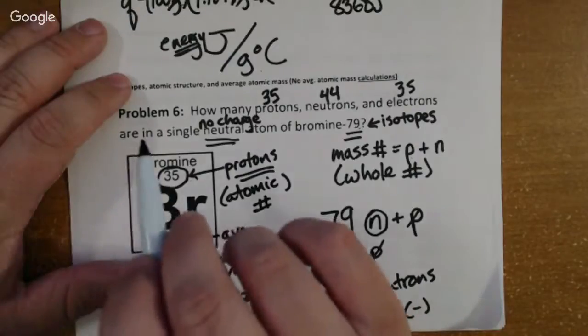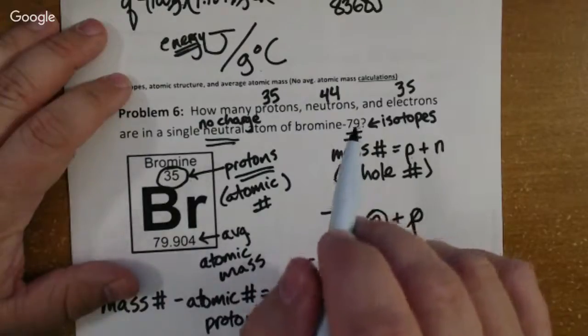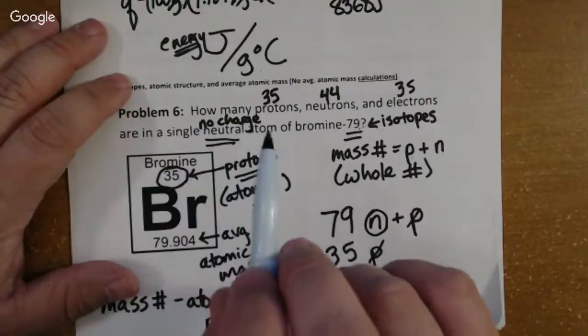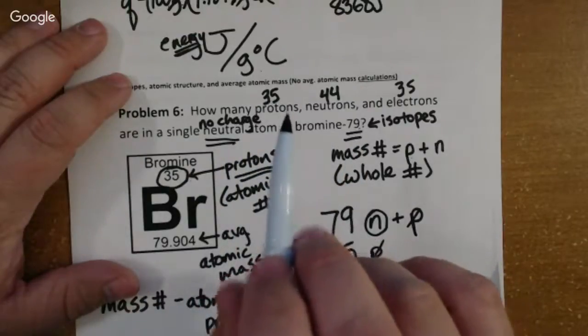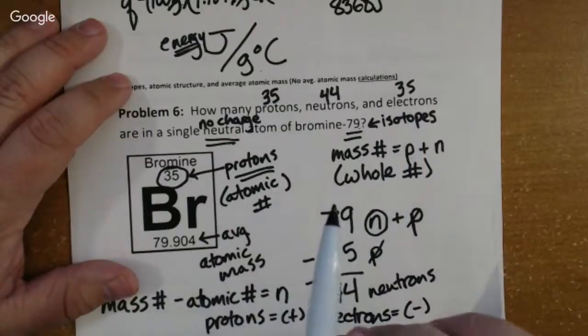If this had said are in a negatively charged bromine 79, pause the video. If it was a negatively charged atom of bromine 79, would I need more protons or more electrons? Because that would destroy the balance.